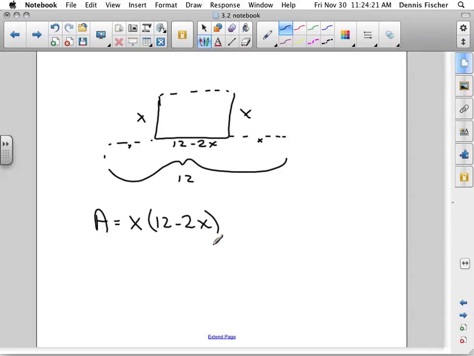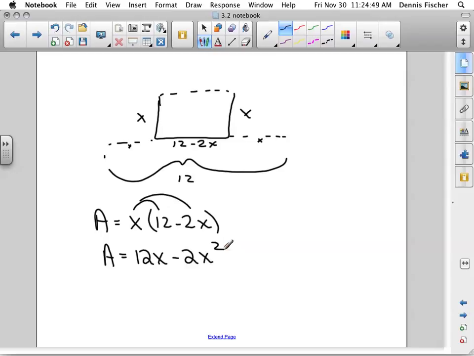Length times width. Now, if I multiply this out to find my area, I'm going to get area is equal to 12x minus 2x squared. If I follow that through, right? Yeah. So that stands for the cross-sectional area.